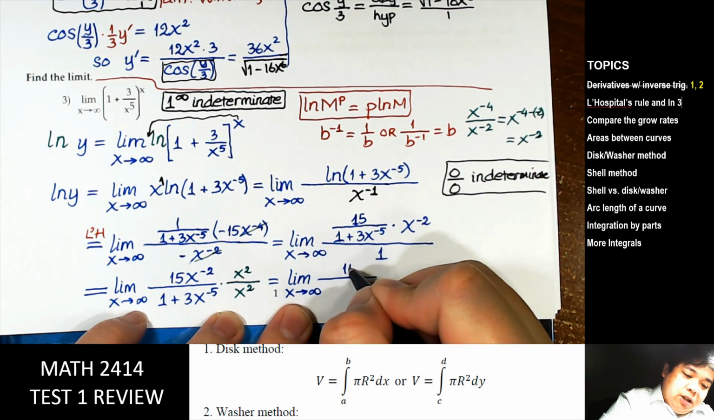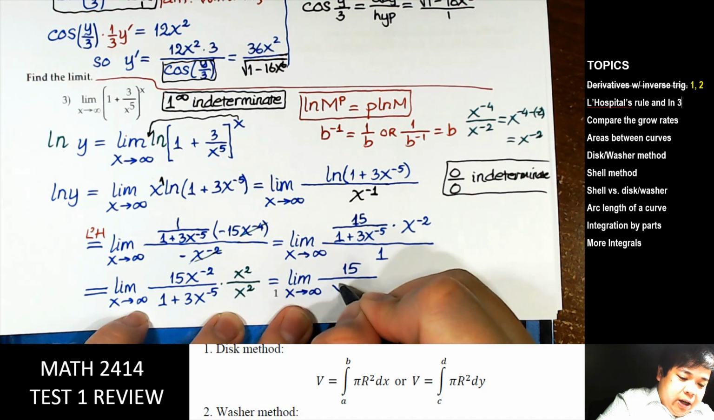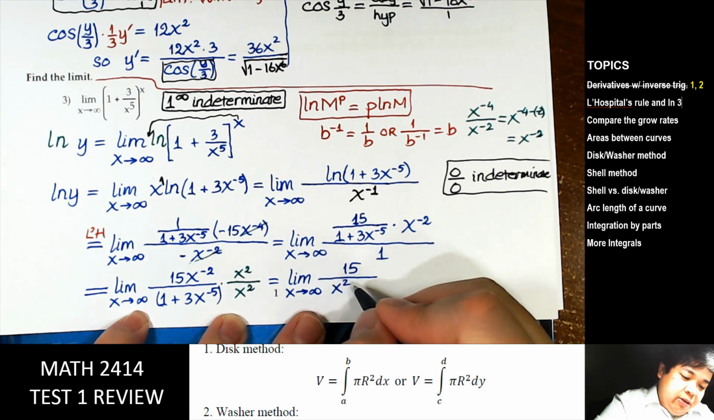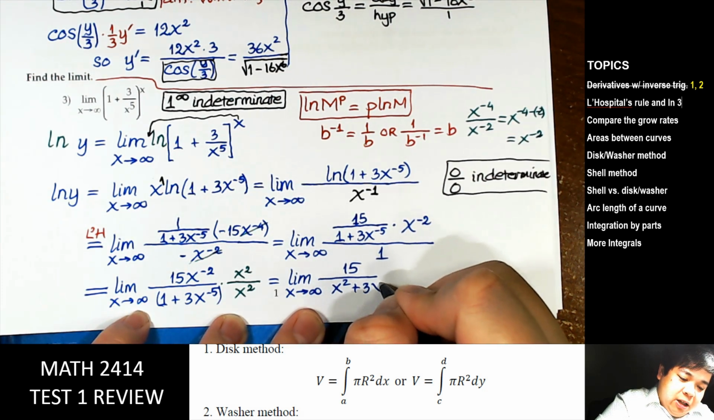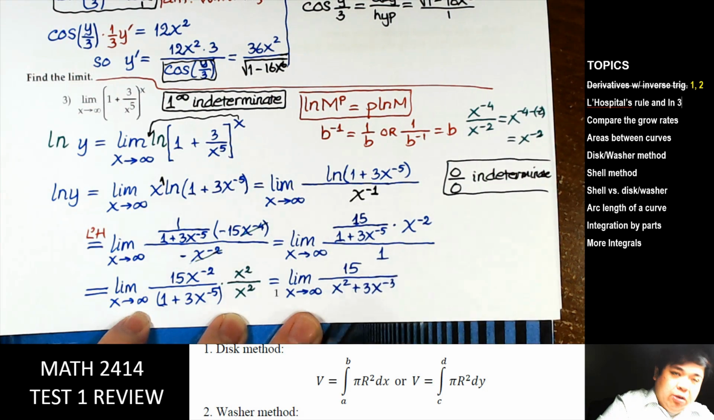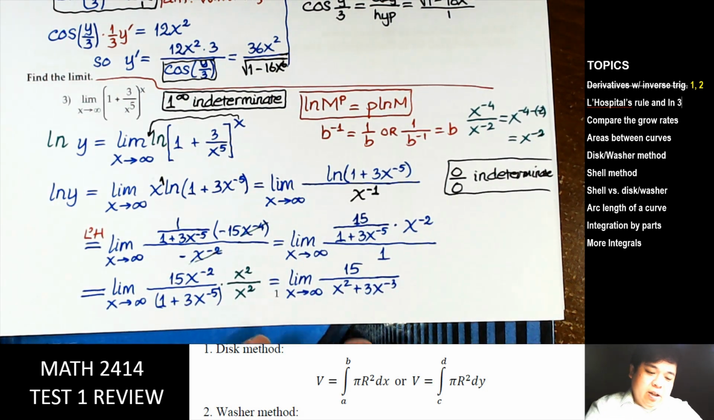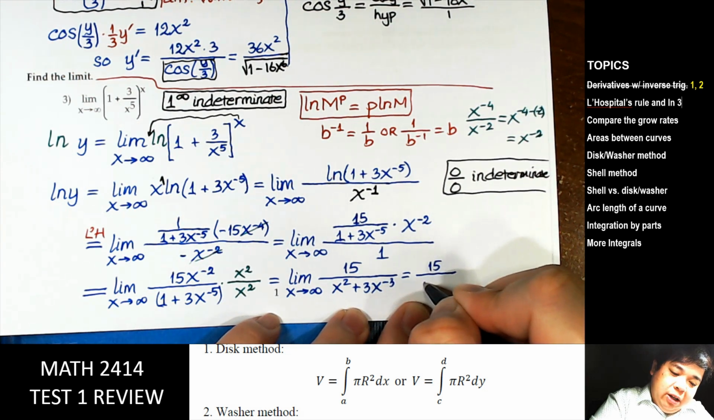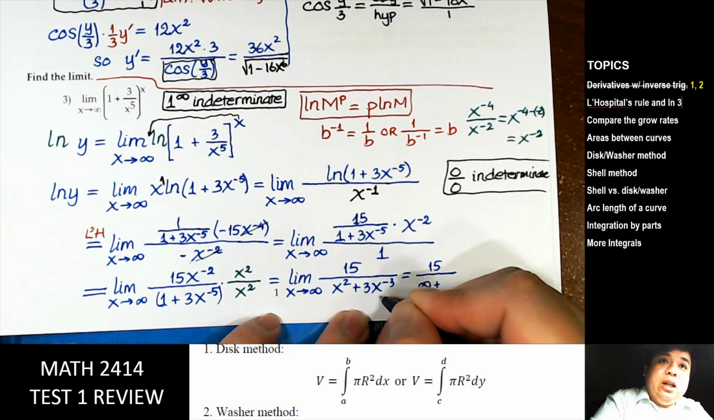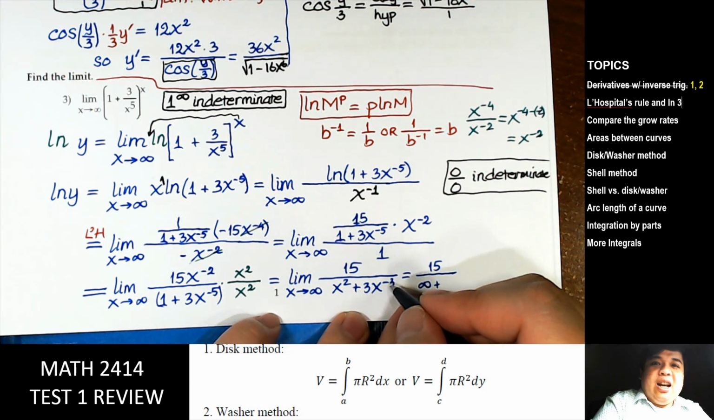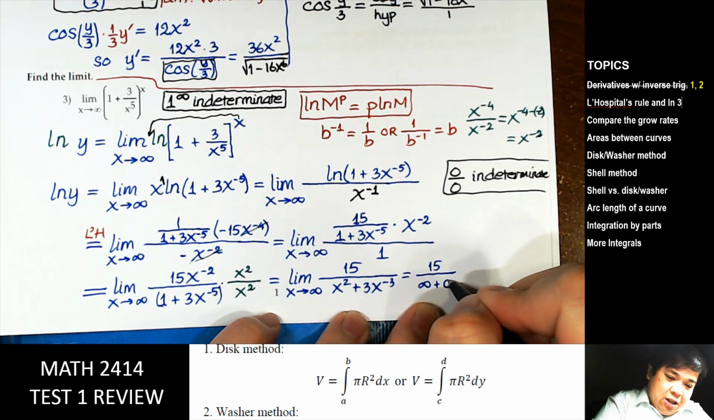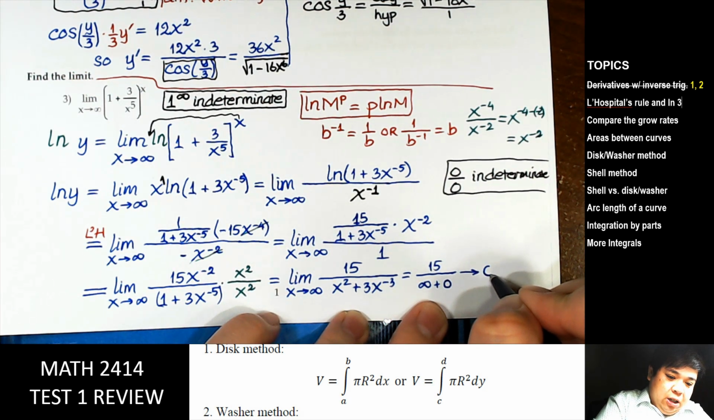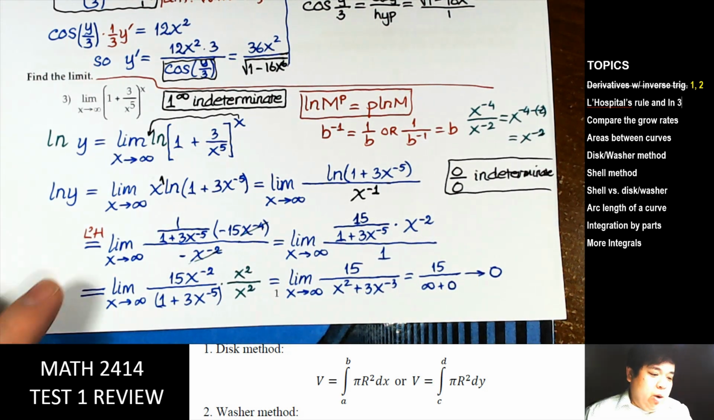So we have 15 on the top, and x squared, multiply this out, x squared and 3x to the negative 5. We have 3x to the negative 3, right? Now we put in infinity in here, so infinity squared is going to be infinity, and 3 infinity to the negative 3, that goes to 0. So pretty much we have something like this: a finite number divided by infinity, which goes to 0. So ln of y equals 0.